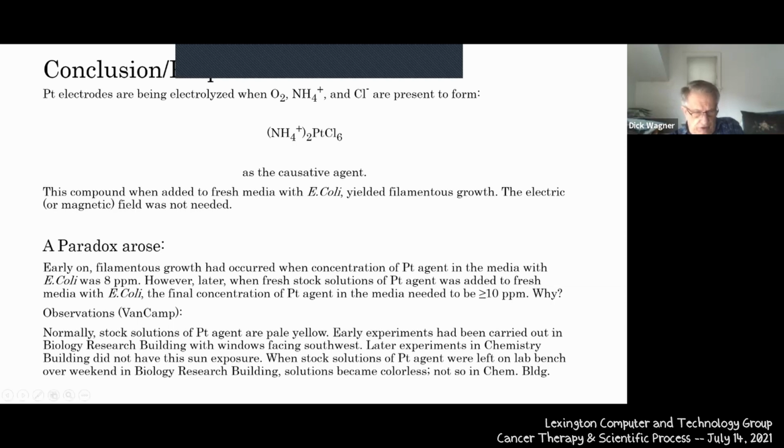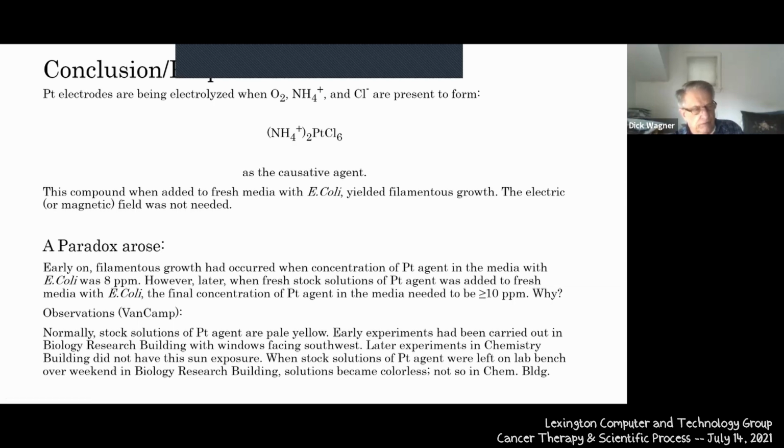Loretta had noticed something, and she wrote this down in her lab notebook, I think. If not, then she just recalled it out of the air. But she came up with, well, when the stock solutions of this agent are made up fresh, they're pale yellow. And the early experiments were carried out with this material at the biology research building, in which the windows faced southwest. Later experiments, which are in the chemistry building, did not have the sun exposure.